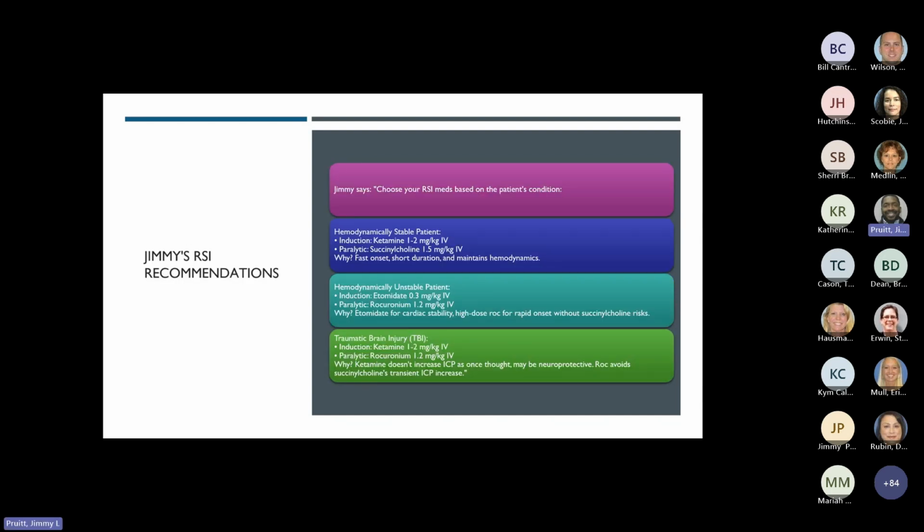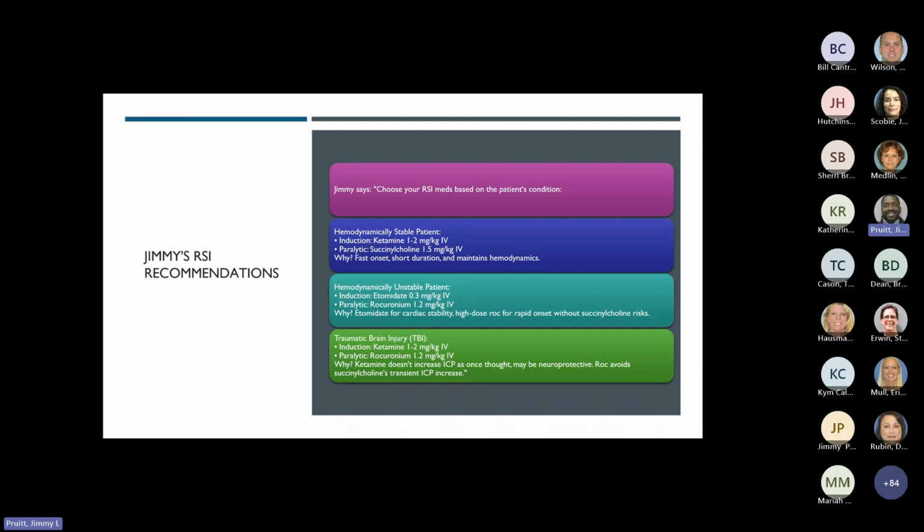So, what would Jimmy do? If I had to choose my RSI meds based on the patient condition, if their hemodynamics are stable, I'm going to do ketamine and succinylcholine. Fast onset, short duration, kind of maintains hemodynamics. I'm able to do a lot with those patients from a post-intubation sedation standpoint and accurately assess them, and it really helps out quite a bit.